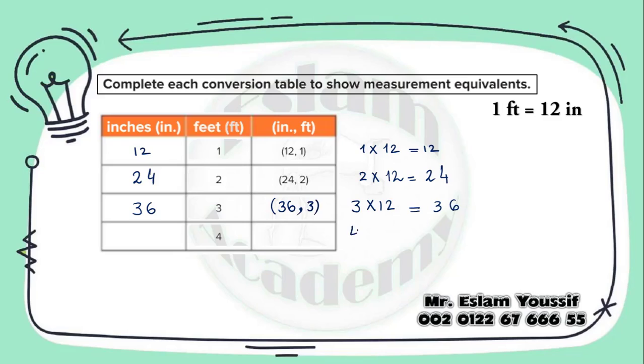Again 4. Just write 4. From foot to inch, just multiply. Now we know that 1 foot is equal to 12, I will multiply it by 12. So the answer will be 4 times 2 equals 8, and 4 times 1 equals 4. So the answer now would be 48. And the ordered pair would be represented as, for 48 inches, it will be represented by 4 feet.